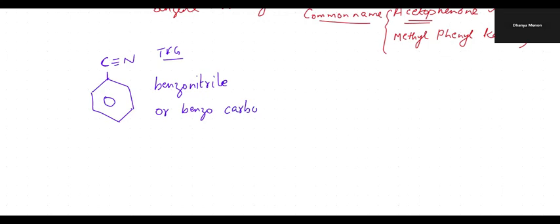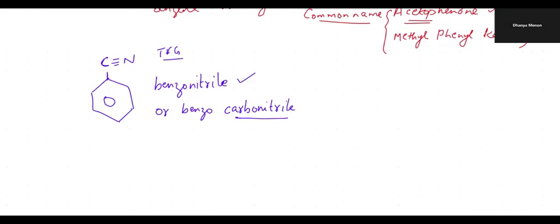This was discussed in one of the videos, IUPAC naming of cyanide. Okay, so this was discussed. Here the carbon is directly connected to the ring and it is not counted. So that is why we use carbonitrile, but the more common IUPAC name is benzonitrile. Okay.